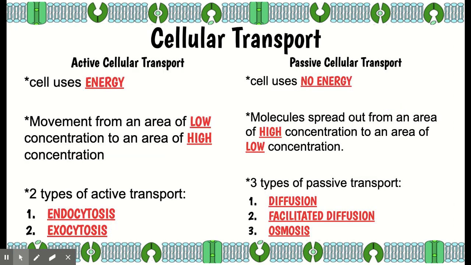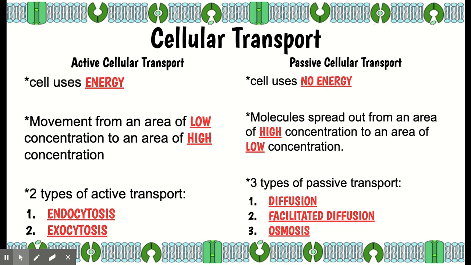All right, so at the very bottom of your sheet, you have a T chart. On the left side, there's active cellular transport, and on the right side, we have passive cellular transport. So we're going to go back and forth and see how these compare. This is our overview so that when we go in depth on each one, you kind of know what we're talking about already.